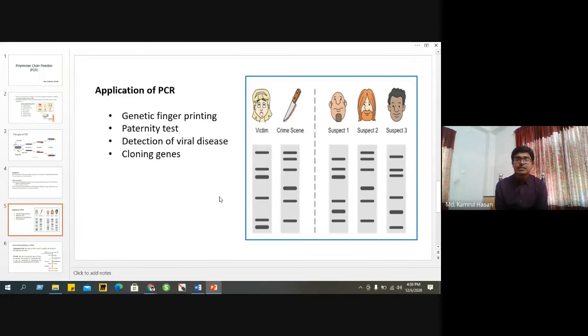Next, gene cloning. We know that a gene is used for gene cloning. In gene cloning, we can amplify our target gene into multiple copies by using PCR. And those multiple copies of DNA are very convenient for us to complete the gene cloning cycle.